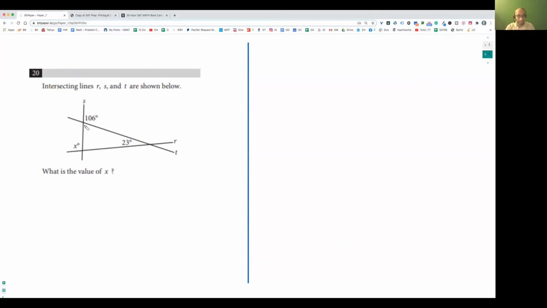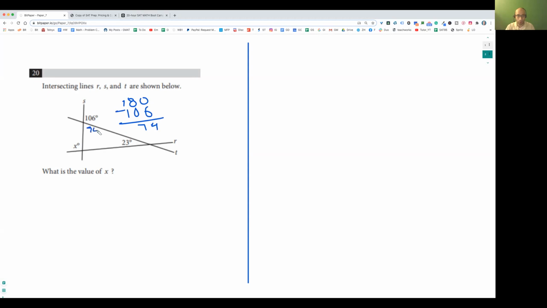Remember, the idea is that this angle, yes, so think about it. If this is 106, what do you think this one is going to be? This one is going to be 180 minus 106, which is 74.